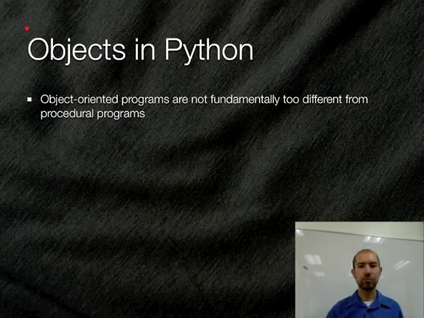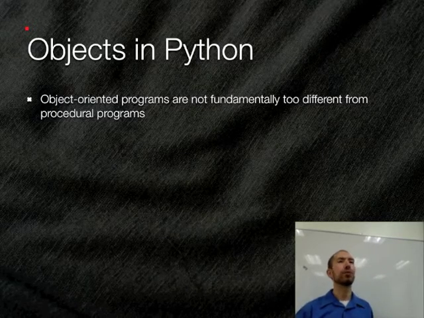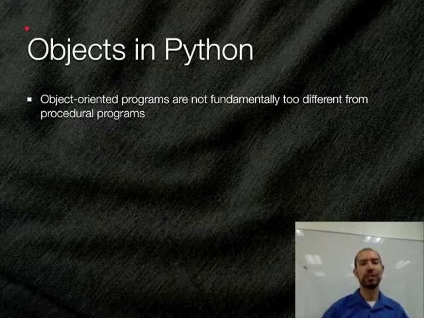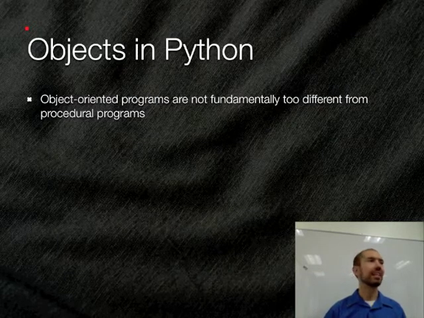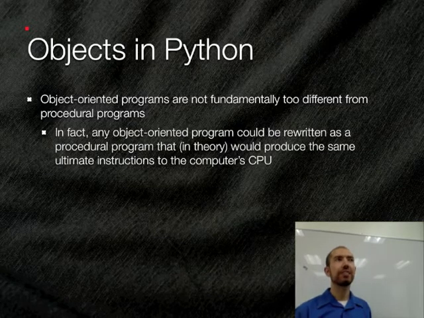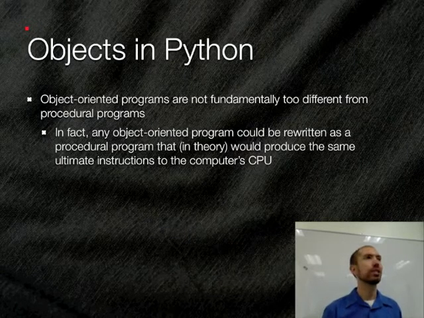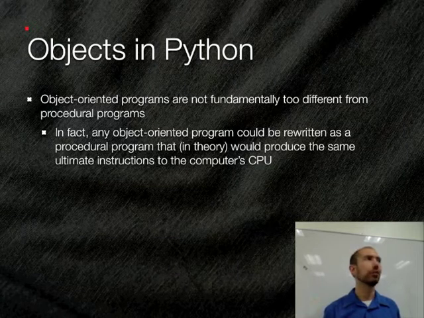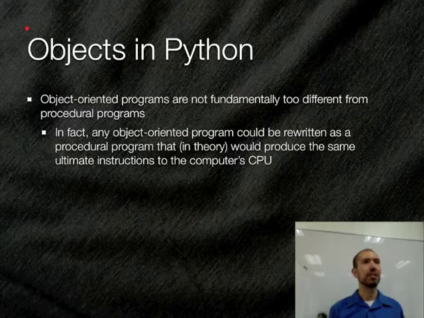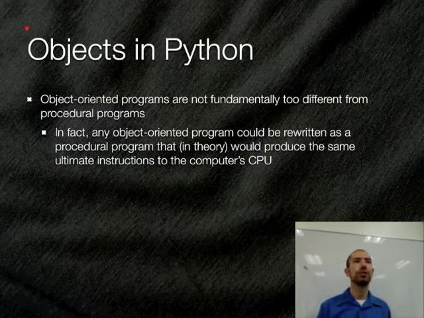Okay, so the good news for you guys is you probably haven't worried yet about whether or not the stuff we're writing in Python is object-oriented or procedural, but the good news is they're really not that different. It's just sort of a different way of packaging information. So in fact, you could write any program in the world, in theory at least, in either a procedural way or in an object-oriented way, and you could produce the same. So the ultimate instructions to the CPU are the same, right? So this is really all about making it easier for the programmer. It's not about what the computer actually does, right?